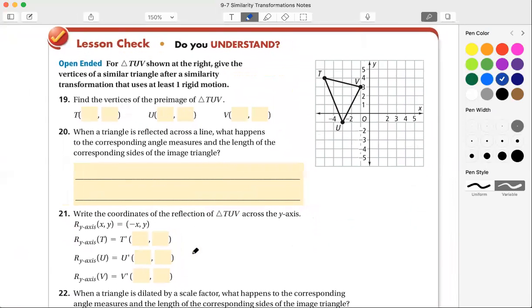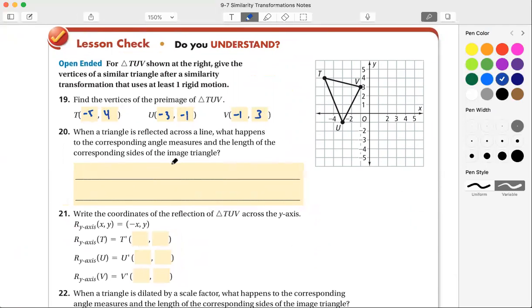All right, so for triangle TUV shown at the right, give the vertices of a similar triangle after a similarity transformation that uses at least one rigid motion. So step one, let's go ahead and write the vertices. T is -5, 4, U is -3, -1, and V is -1, 3.